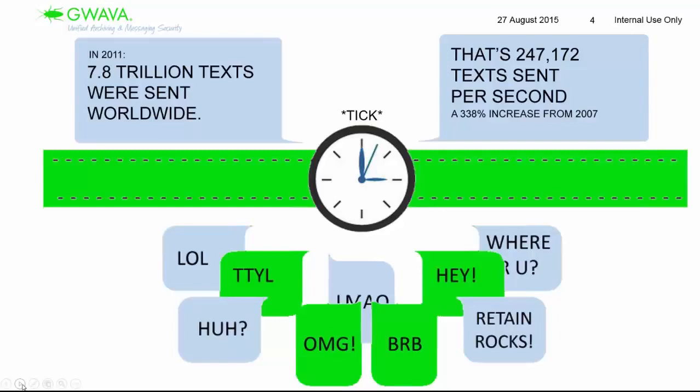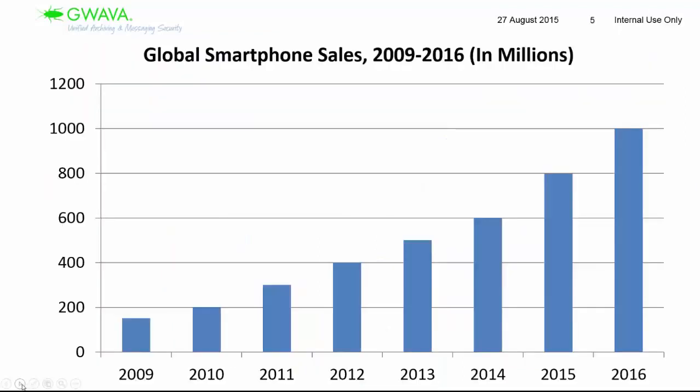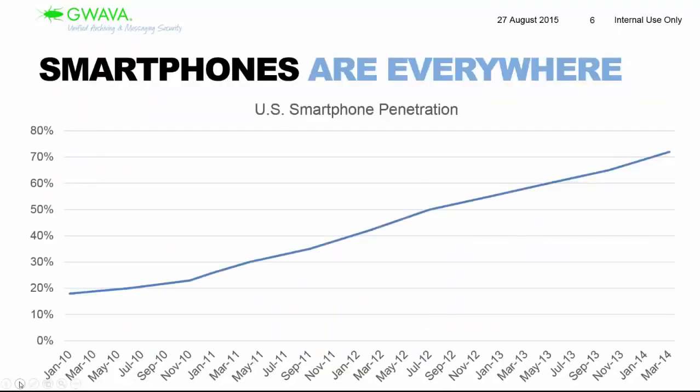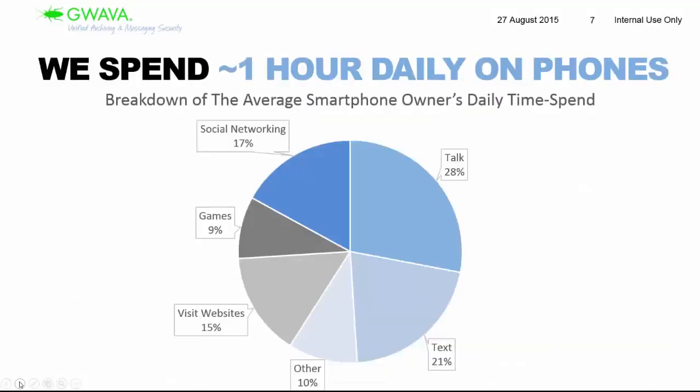Here's just another interesting stat that one of the most recent pieces of information we have is that this was a couple years ago, but in 2011, 7.8 trillion texts were sent worldwide. That's about 250,000 per second. And then, of course, more information about smartphone sales, and then what we spend our time on every day on our usage.